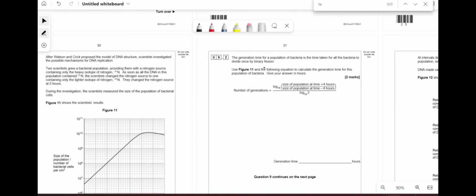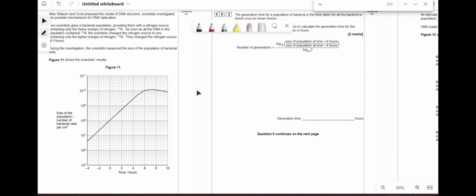So the generation time for a population of bacteria is the time taken for all the bacteria to divide once by binary fission. Use figure 11 in the following equation to calculate generation time for this population of bacteria and give your answer in hours. So the number of generations equals log 10 of the size of population at plus 4 hours over the size of population at minus 4 hours, all over log 10 of 2. So we need to get basically all that info.